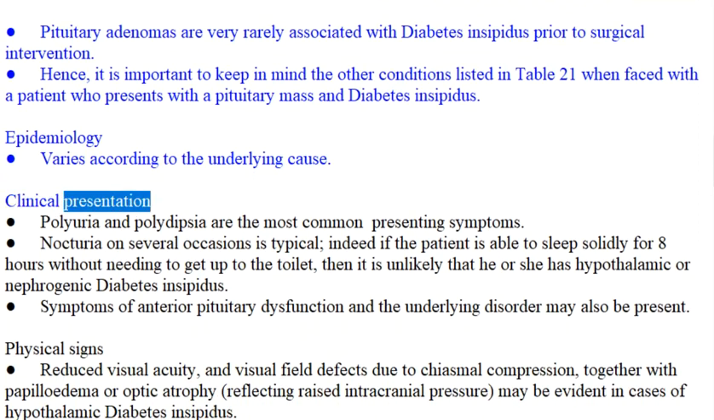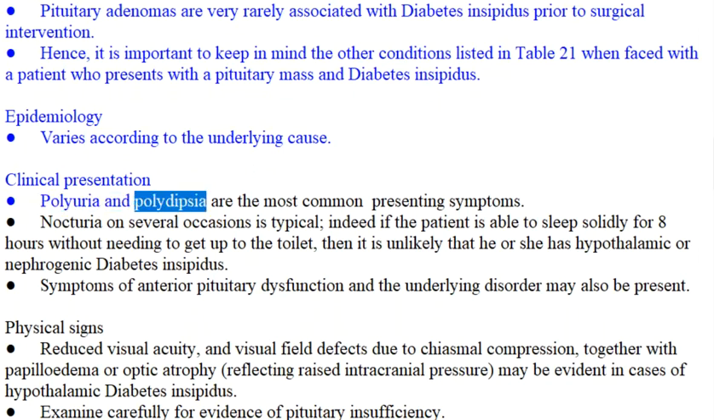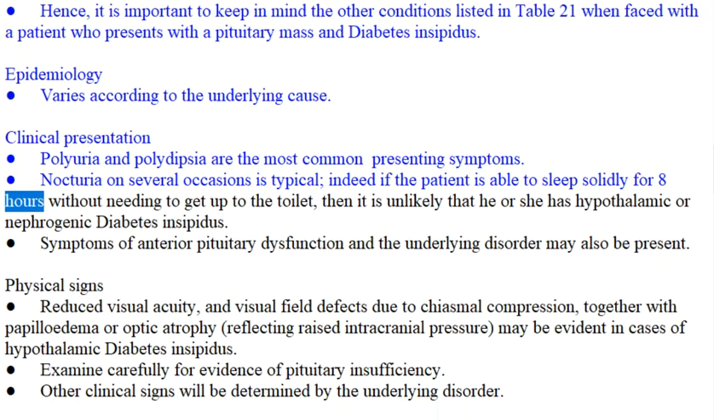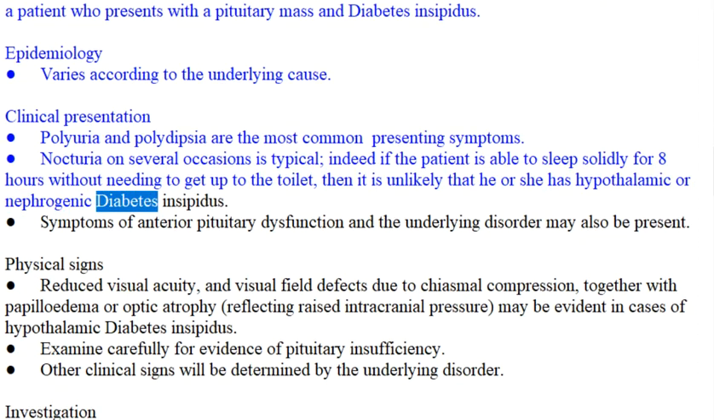Clinical presentation. Polyuria and polydipsia are the most common presenting symptoms. Nocturia on several occasions is typical. Indeed, if the patient is able to sleep solidly for 8 hours without needing to get up to the toilet, then it is unlikely that he or she has hypothalamic or nephrogenic diabetes insipidus.